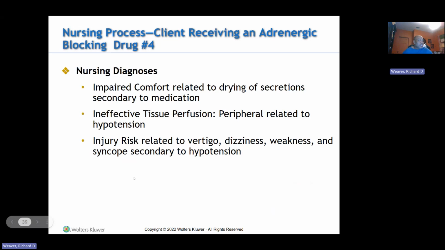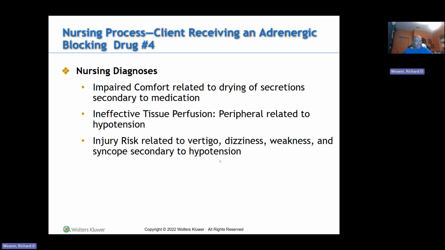Take a look at the nursing diagnoses: impaired comfort related to drying of secretions secondary to medications. Some of these medications do cause dry mouth. Ineffective tissue perfusion related to hypotension. These drugs can cause hypotension, low blood pressure. If you have low blood pressure, then your mean arterial pressure is going to be low, and so your organs and tissues are not being perfused. Injury related to vertigo, dizziness, weakness, and syncope secondary to hypotension. And this is why you see some of those symptoms.